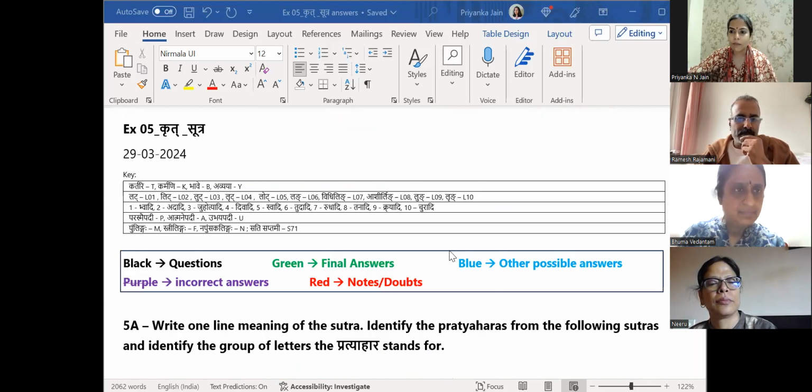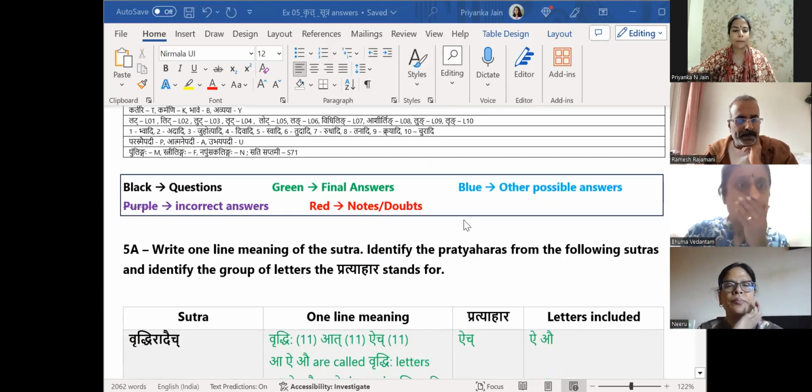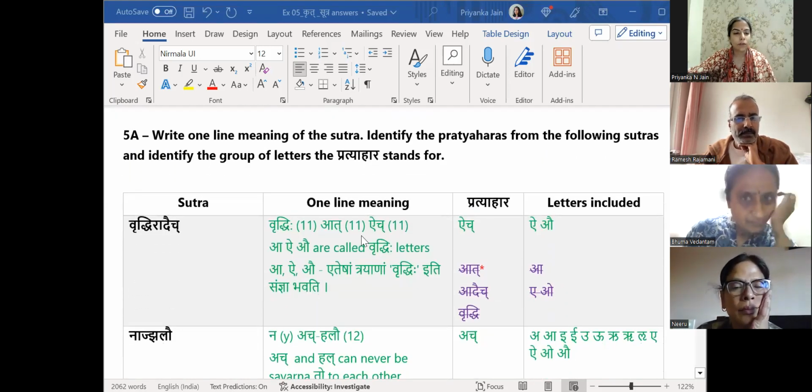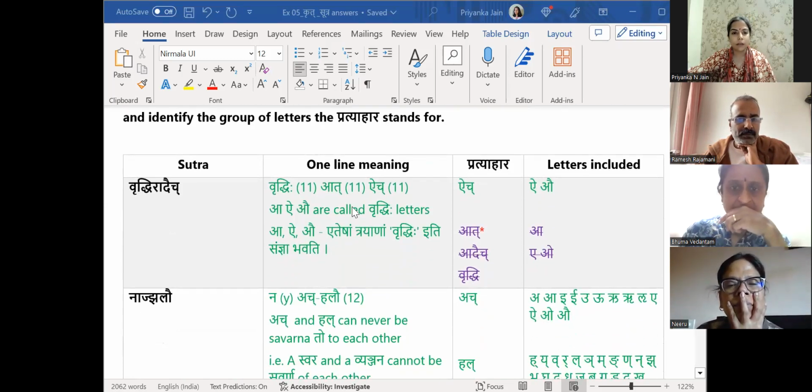You can see exercise 5 now. We are able to see. Okay. So first part, mostly the meaning and all, mostly everyone got it right.